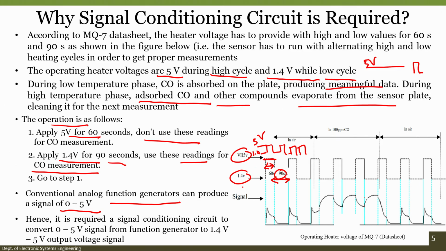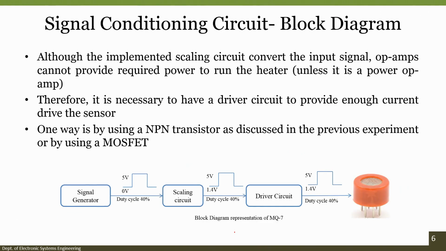This is what we require, and that is where a signal conditioning circuit comes into the picture. What we do here is convert the 0 to 5 volt signal we are getting as an input from the function generator into a 1.4 volt to 5 volt output. Now let us see how we can get this voltage range of 1.4 to 5 volts.